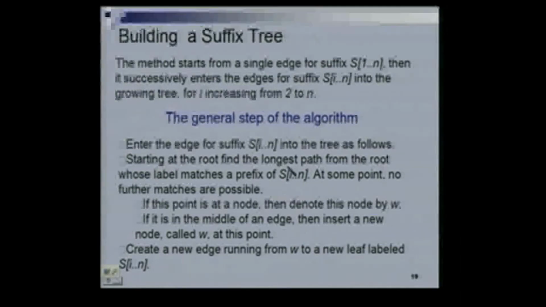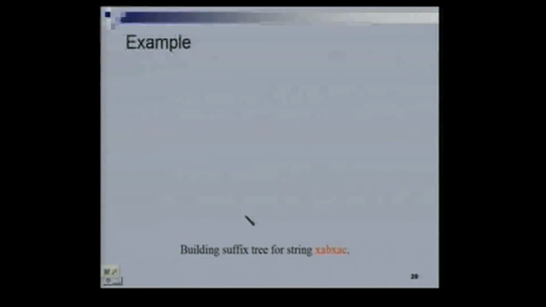Right? So starting at the root, find the longest path from the root whose label matches a prefix of s_i through n. At some point no further matches are possible. If this point is at a node, then we denote this by w. If it is in the middle of an edge, we insert a new node and then call this node w, and we create an edge running from w to the suffix that we create.